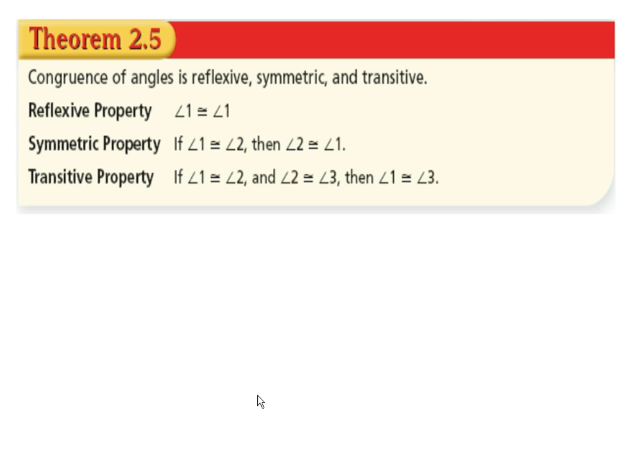Okay, theorem 2.5, congruence of angles is reflexive, symmetric, and transitive. So here we see the reflexive property. Angle 1 is congruent to itself. Symmetric property, if angle 1 is congruent to 2, then 2 is congruent to 1. And the transitive property, if 1 is congruent to 2 and 2 is congruent to 3, then 1 is congruent to 3.